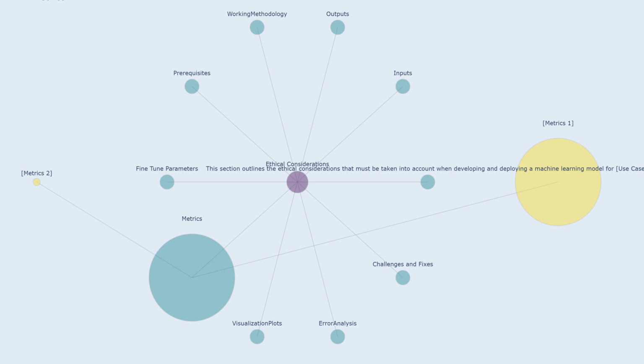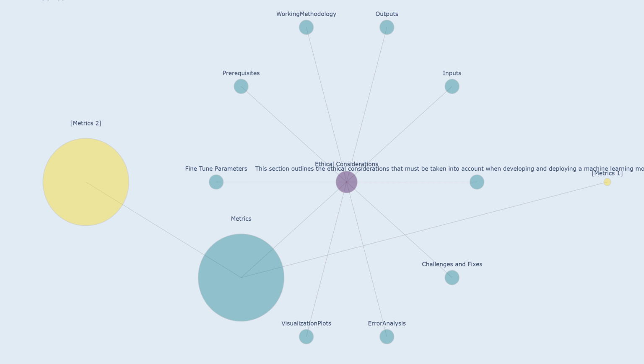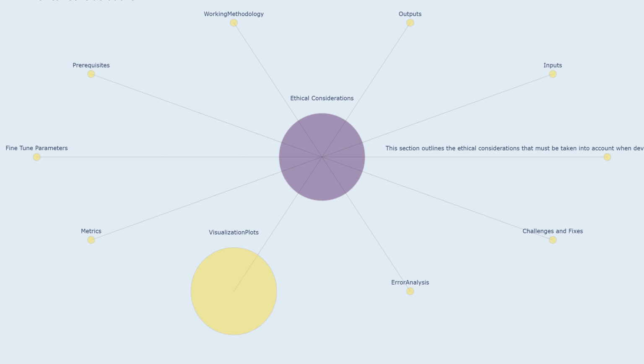Metrics. Accuracy. This metric measures the percentage of transactions that are correctly classified as either fraudulent or legitimate. Precision. This metric measures the percentage of transactions that are classified as fraudulent that are actually fraudulent.